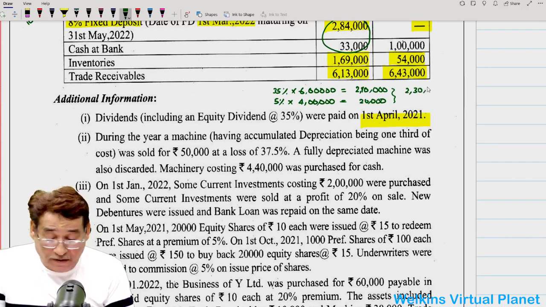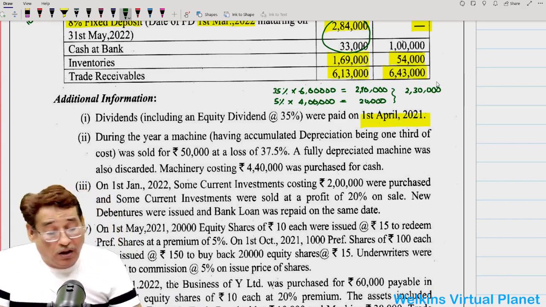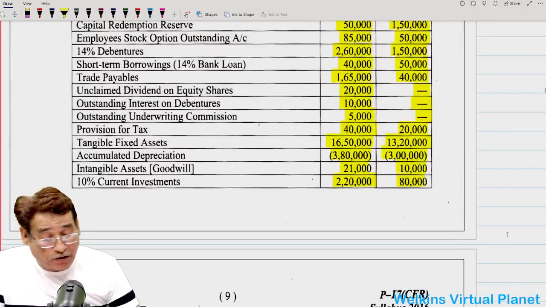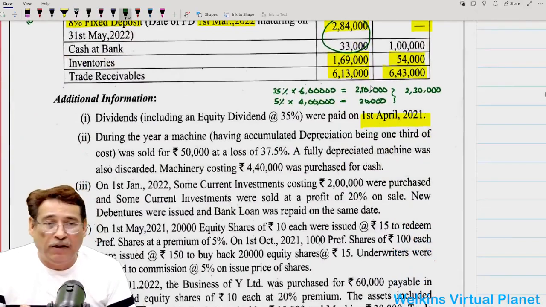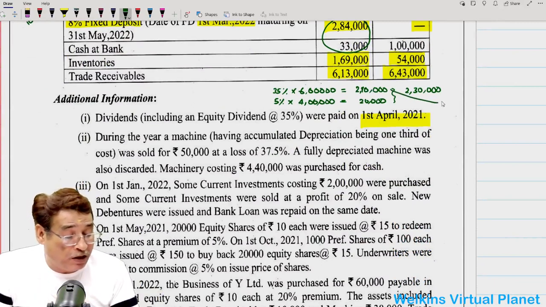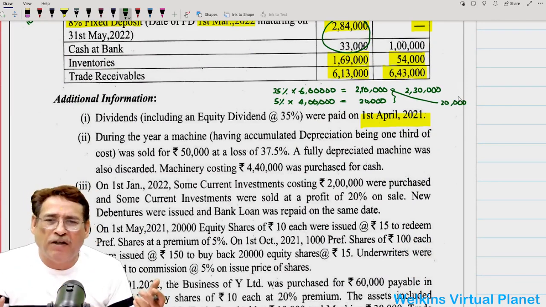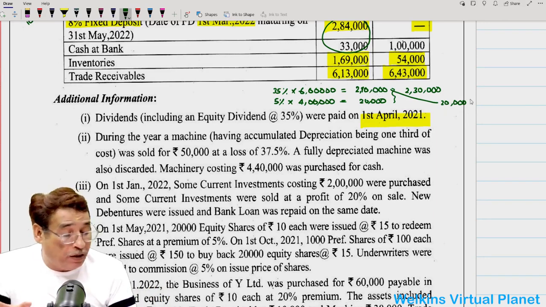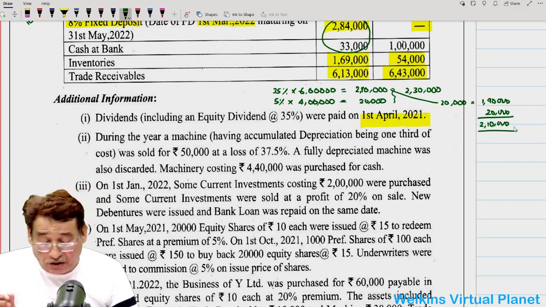But the problem is that the question has also given to you, somewhere in between when we were going through the question, we saw this particular line: unpaid dividend on equity shares. That means in the current year, you must have declared a dividend of 2,10,000, but out of that, 20,000 dividend could not be paid out. Sometimes it happens because addresses of the shareholder might have changed. So that is why unpaid dividend is written 20,000. It means equity dividend paid is equal to 1,90,000, that is 2,10,000 minus 20,000, and 20,000 is your preference dividend. So total dividend paid will be equal to 2,10,000. Is it clear to you? Total dividend paid will be equal to 2,10,000.